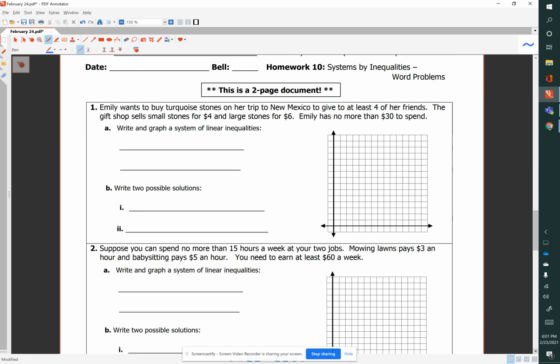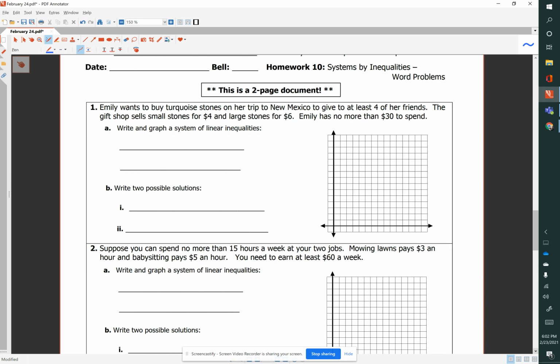So we've got Emily. Emily wants to buy turquoise stones on her trip to New Mexico to give to at least 4 of her friends. The gift shop sells small stones for $4, large stones for $6. I hope Emily remembers her math teacher when she brings these beautiful turquoise stones back. But Emily's got no more than $30 to spend. So these are her parameters. These are the limitations of the problem.